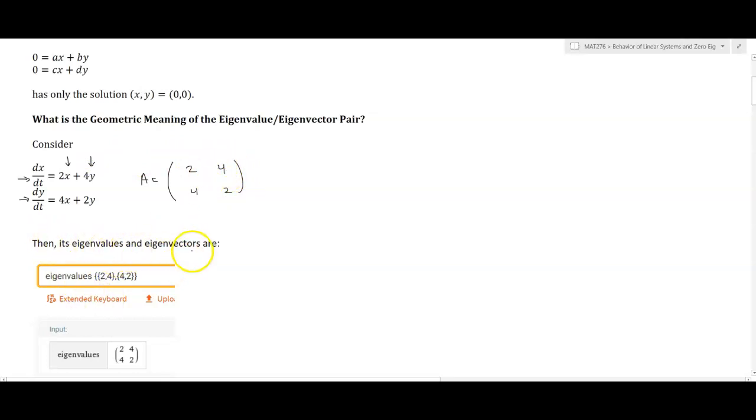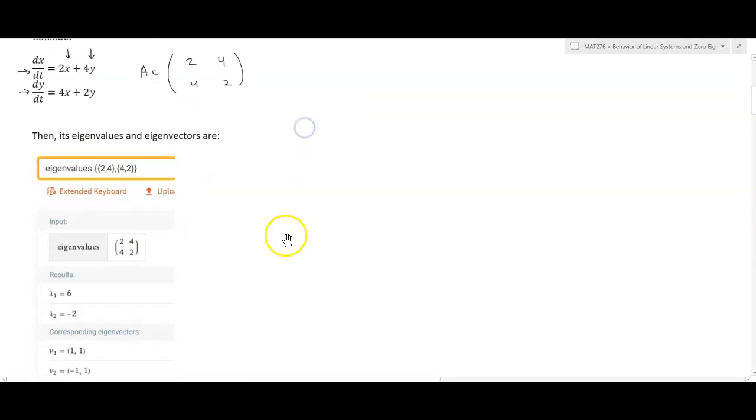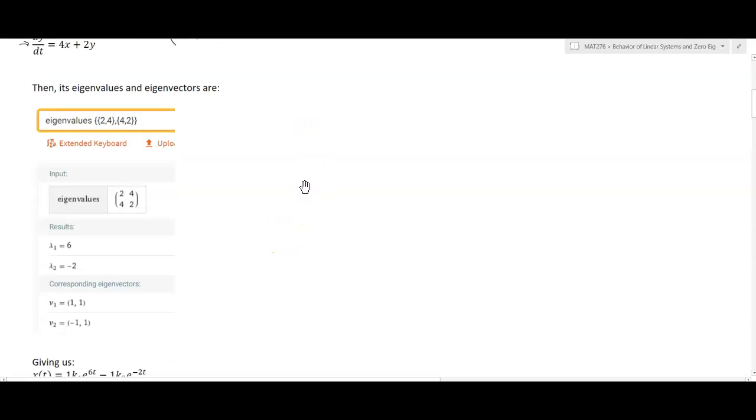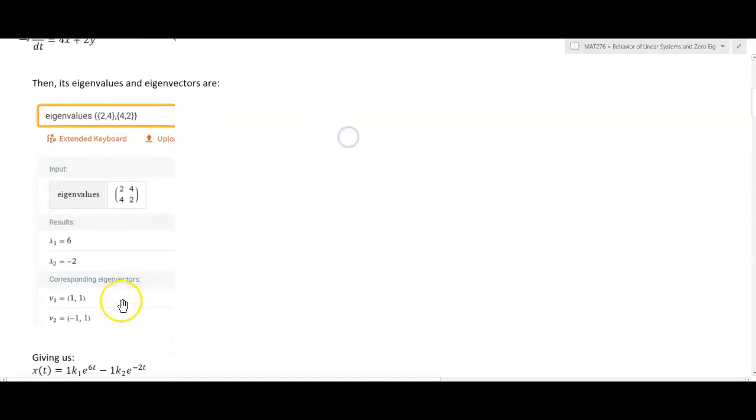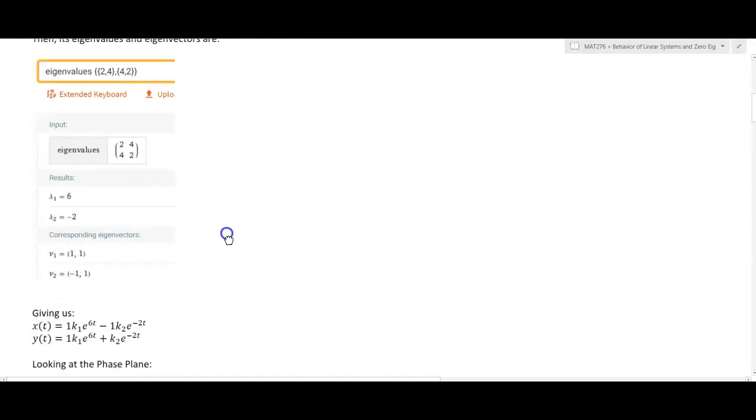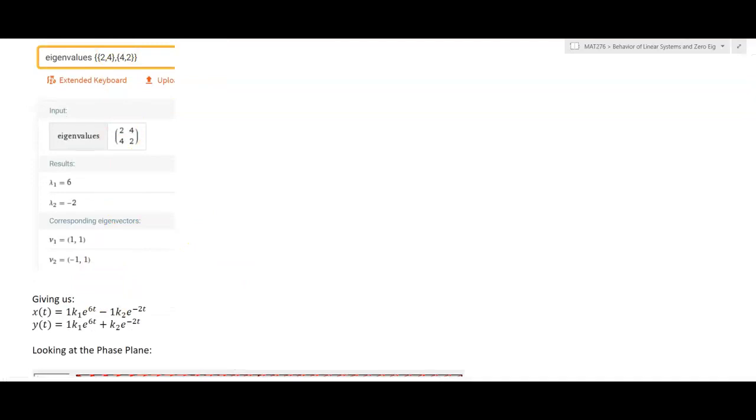Its eigenvalues and eigenvectors are, here we have the input into Wolfram Alpha. We get lambda 1 equals 6, lambda 2 equals -2, and we get eigenvectors 1, 1 and -1, 1. When we put this all together, we know that the solution to this system will be Y equals k1 e to the lambda 1 t times v1, which is 1, 1, plus k2 e to the -2t times v2, which is the -1, 1 vector.